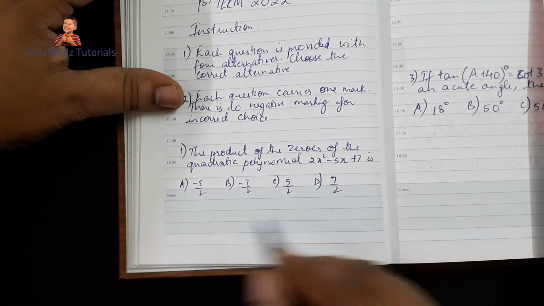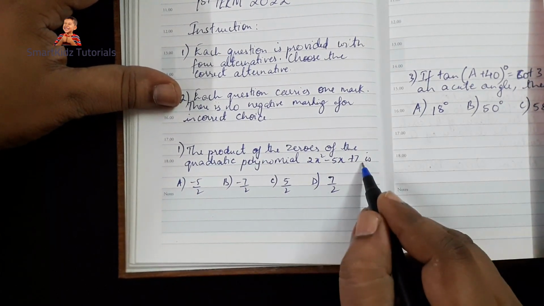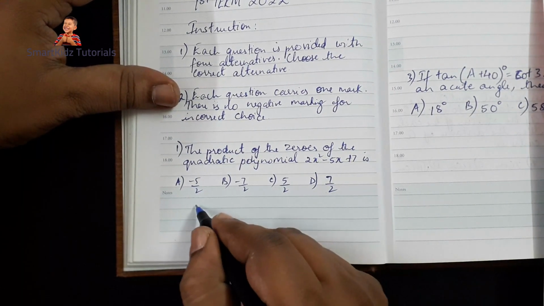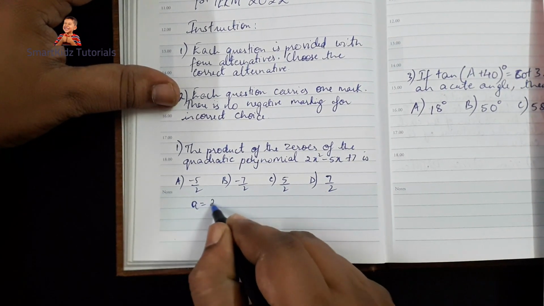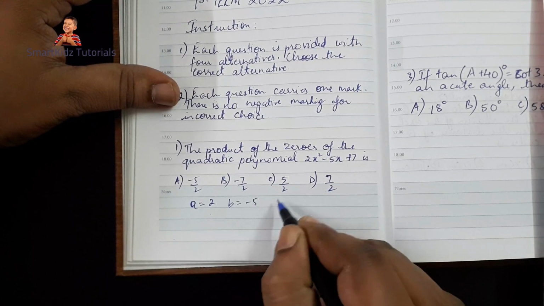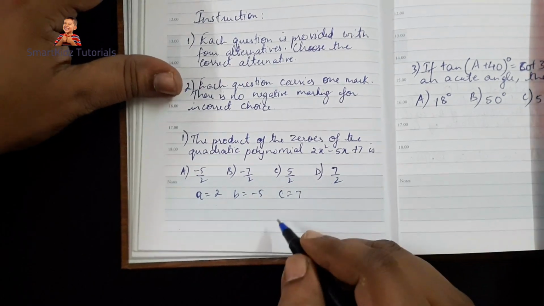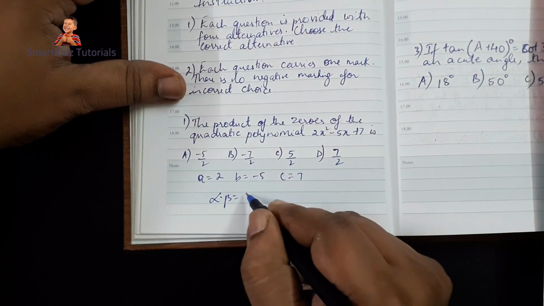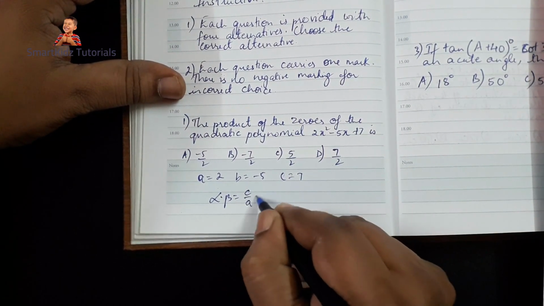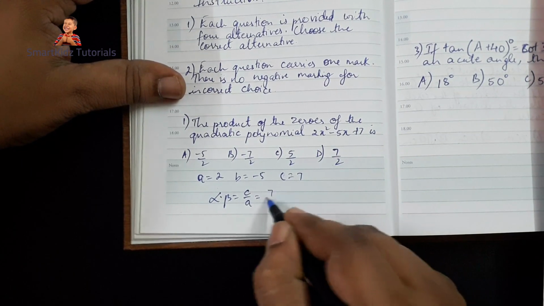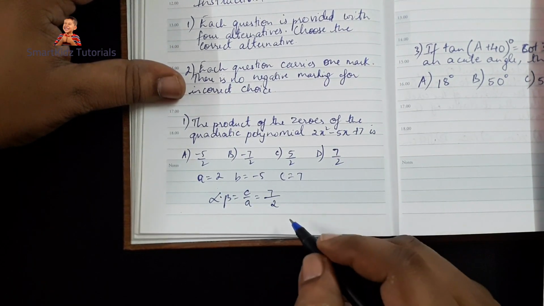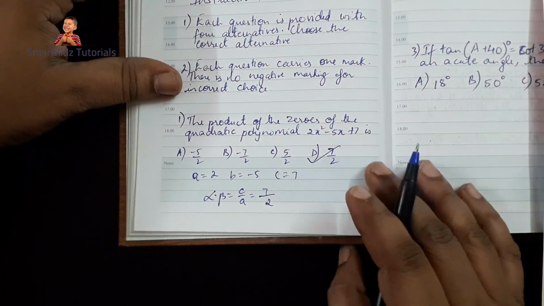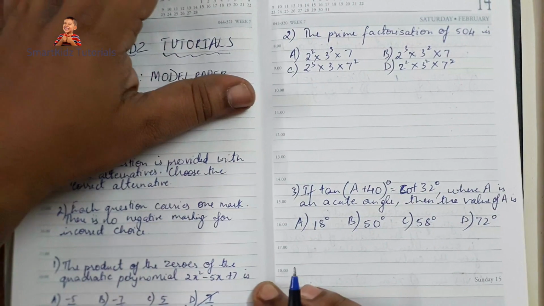Product of the zeros of 2x² − 5x + 7. If we compare it to the general equation, we get a = 2, b = −5, and c = 7. And we know that the product is given by alpha times beta equal to c upon a. So c is 7, a is 2. So 7 upon 2 is the correct answer, and your correct choice is D, 7 upon 2. Let's go to the next one.